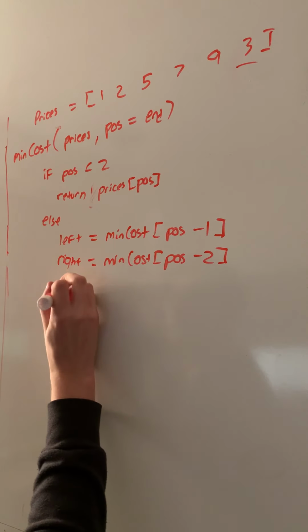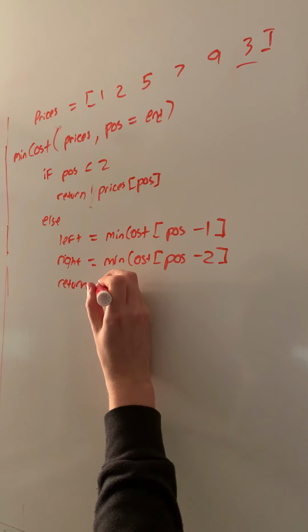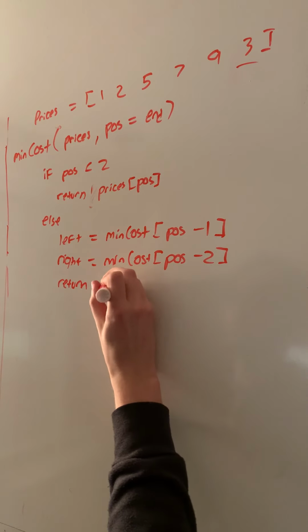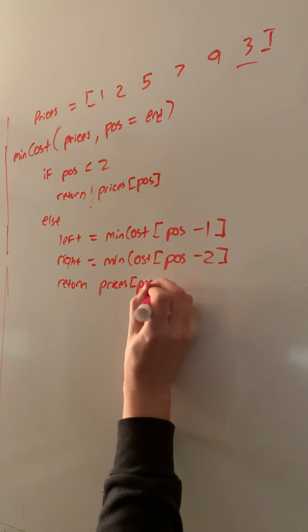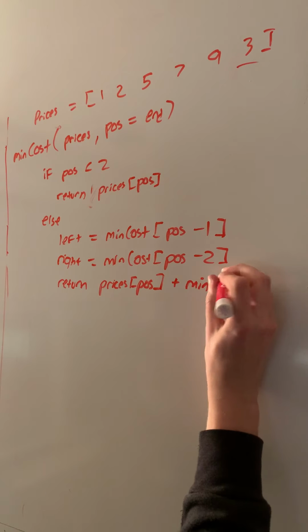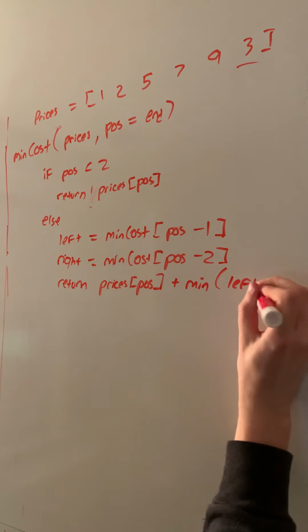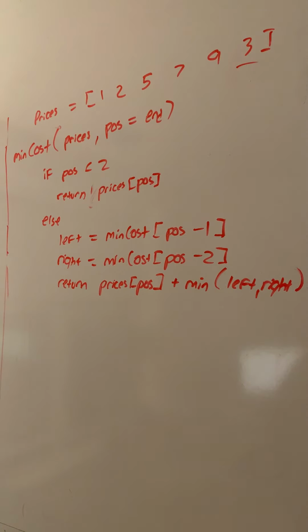Finally, in the case where we are recursing, we would then just return our overall cost, so it'd be prices of our current position, and then the minimum cost of both our left and our right. Now this would be the brute force approach. If we thought about it as a tree, it would break down into every single subproblem.